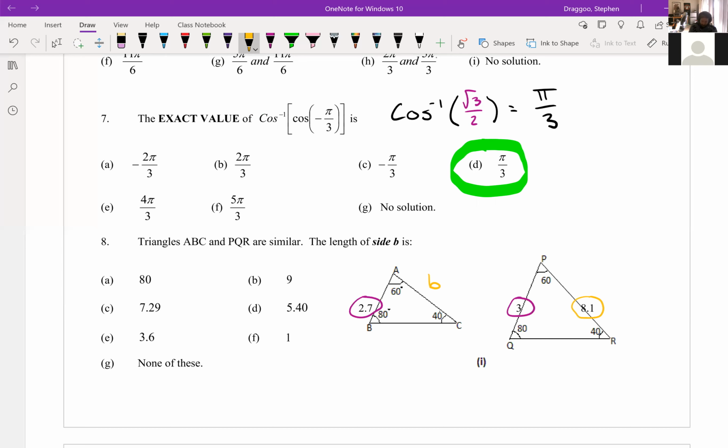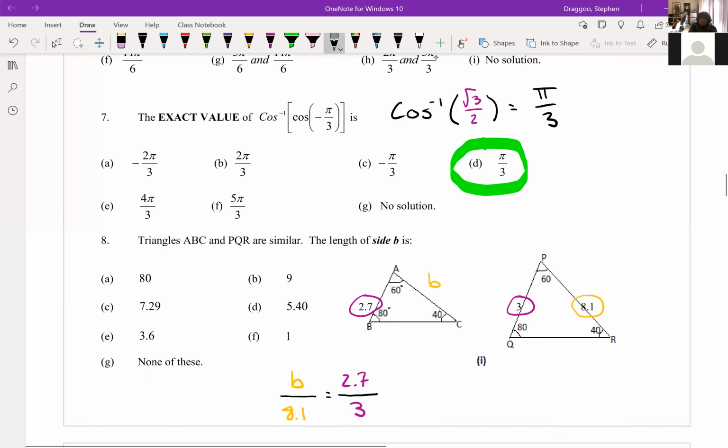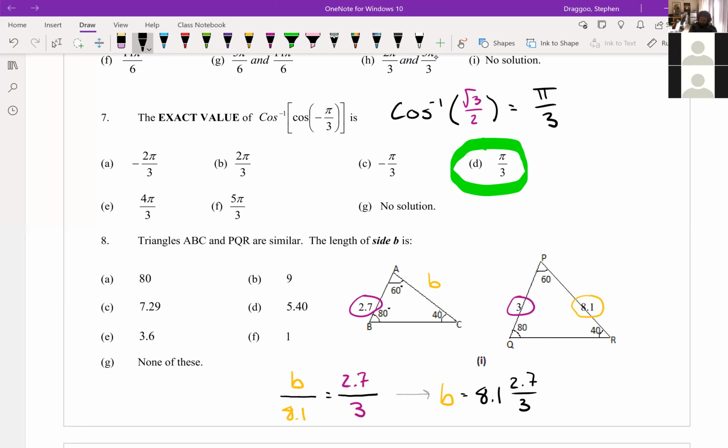So this thing should look like a ratio of sorts, where I've got B divided by 8.1 is equal to 2.7 divided by 3. Down a little bit so I don't run into some text that's on here. Solve this equation for B. And we get 8.1 times 2.7 divided by 3, which is 2.7 squared, which looks like 3 to the sixth power. Yeah, 3 to the 6th power.